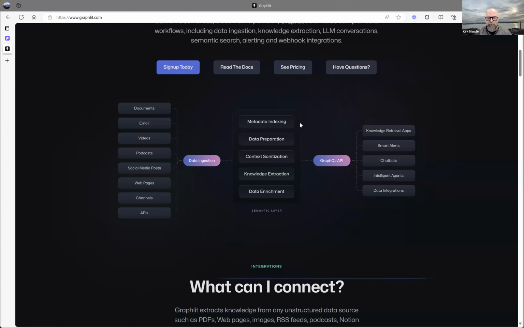Because with a lot of the models, you can't send an HEIC file from your iPhone directly to most of the image models today. So we can do data prep and conversion automatically. Then sanitizing for PII is important, and running large language models or different AI models for knowledge extraction. Then it really comes down to creating the semantic layer, where we create an actual knowledge graph from that data. And then we present that in a GraphQL API.